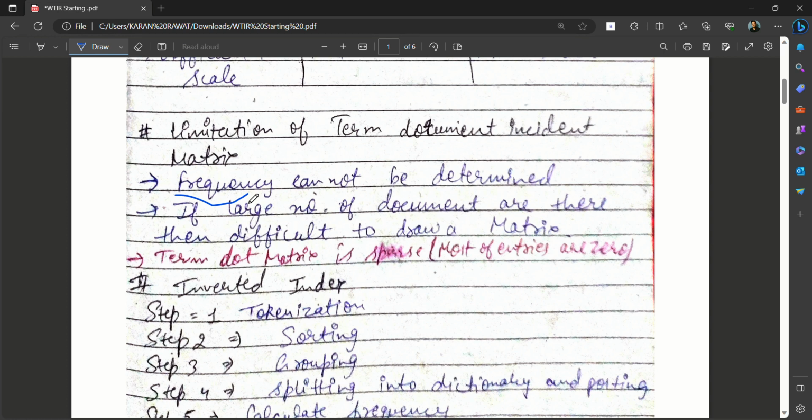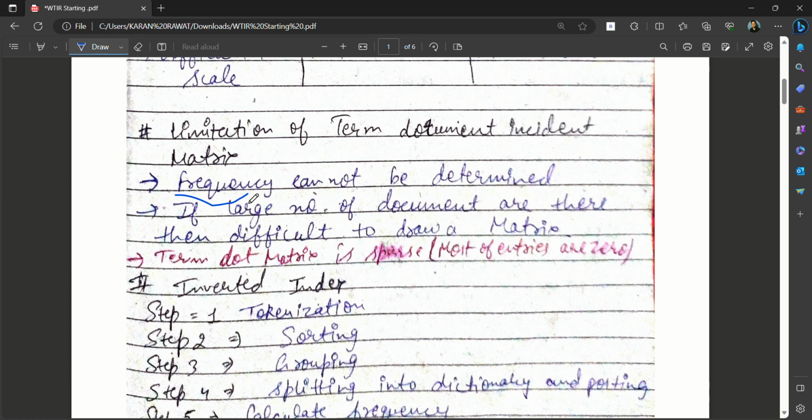Why can't the frequency be determined? This leads to the second point. If a large number of documents are there, then it is very difficult to draw a matrix. If you have two or three documents, each with just one line, you can easily make a term document incidence matrix by targeting a particular word and denoting 0 and 1. So you can easily make it if you have a small number of documents.